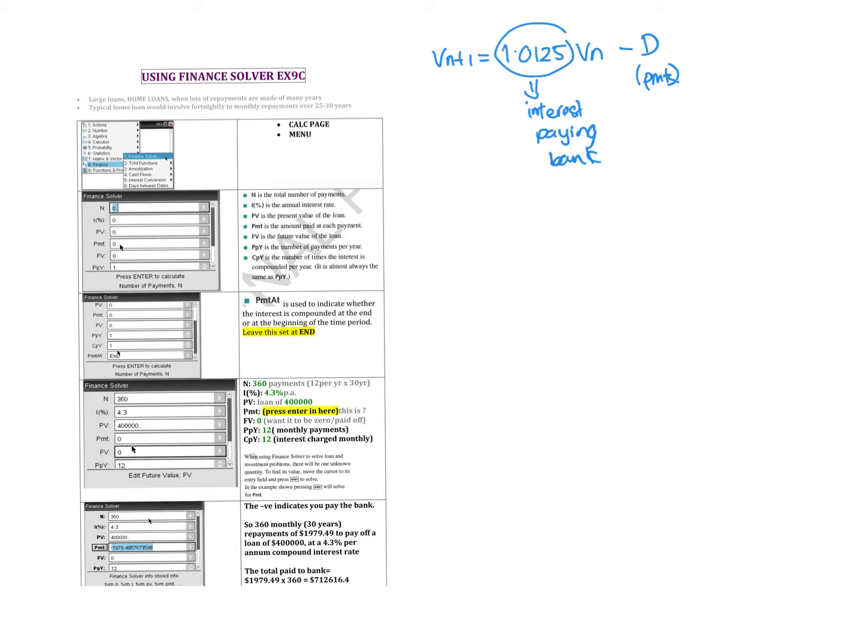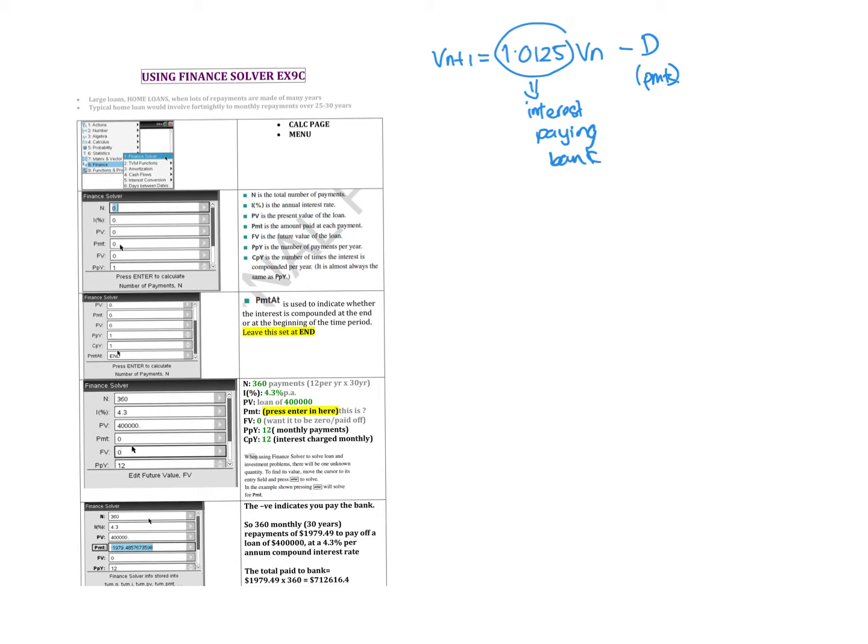And home loans often go for a very long time. Normally a home loan is set for 30 years. So if you have a home loan for 30 years and you're making weekly payments, that's going to be a lot of payments. That's 30 times 52. So we're now going to use Finance Solver, and Finance Solver helps us work out a lot of different things.